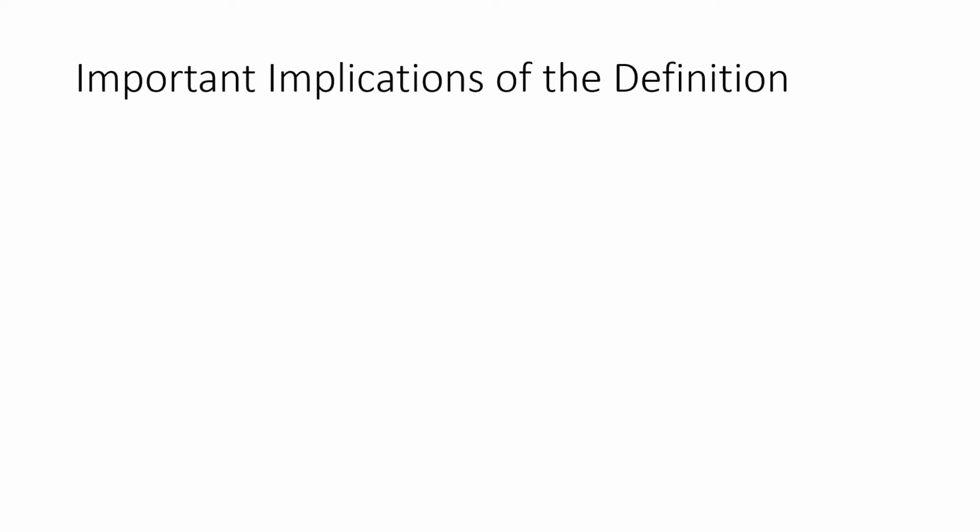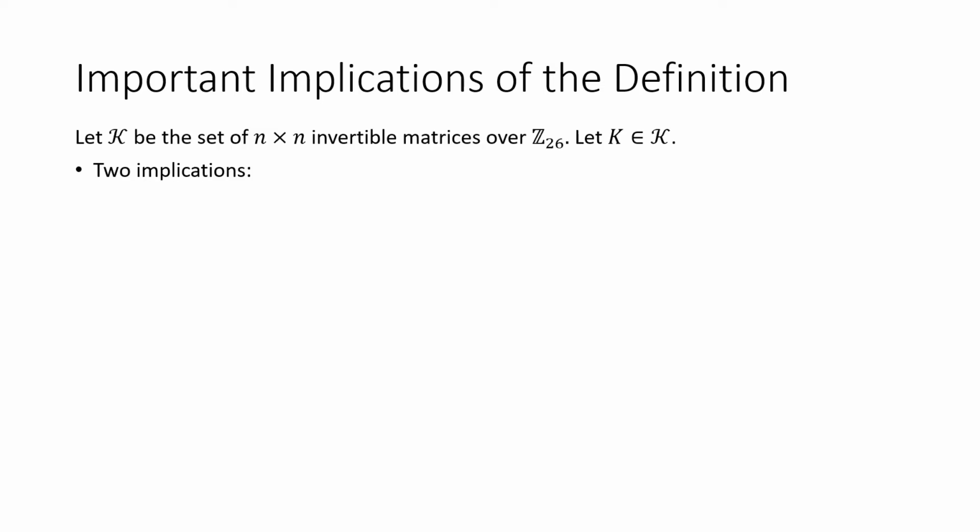There are some important implications of the definition that are worth taking our time and going over in detail. As part of the definition of Hill cipher, we mentioned that we are interested in the n by n invertible matrices over Z26. It has two important implications. One is that we are interested in invertible matrices. Well, that may not be that surprising. That implies the determinant of the matrix K that we are interested in should not be 0.